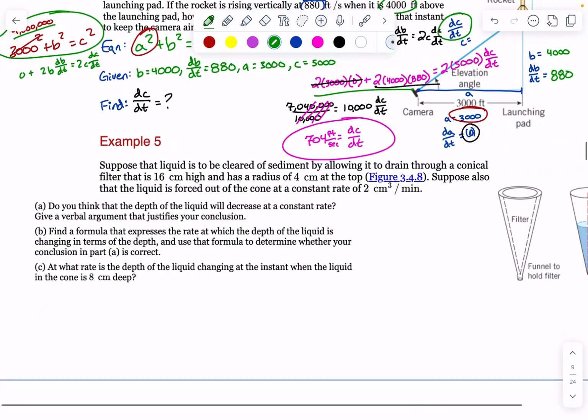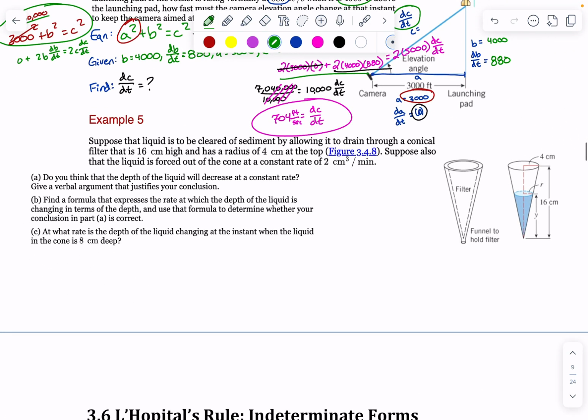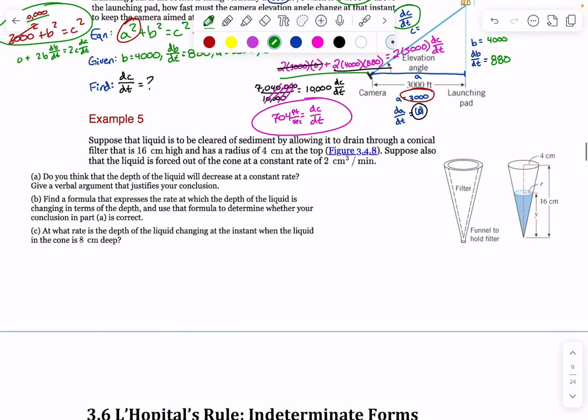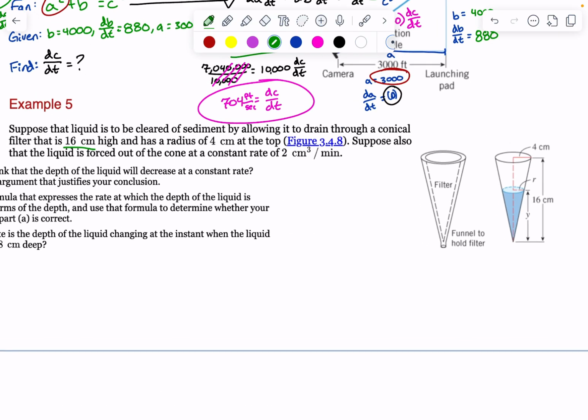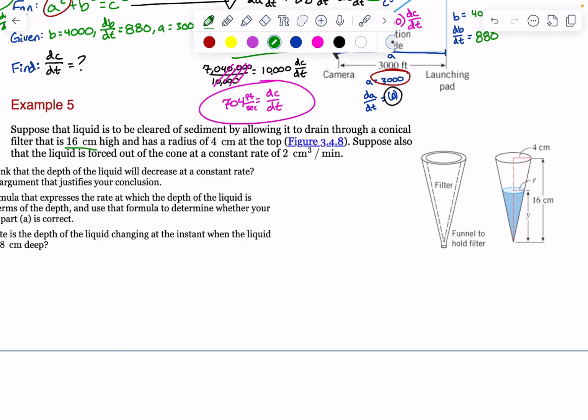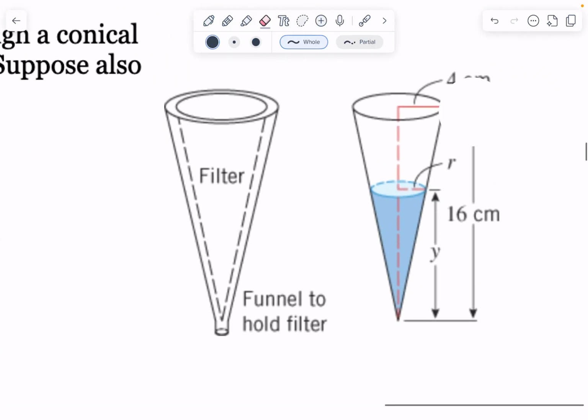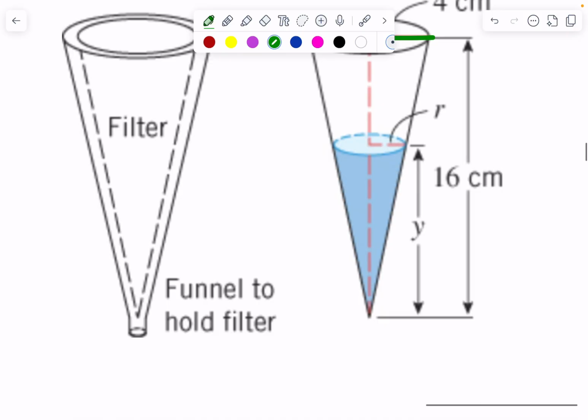Example 5. Suppose that we've got liquid in this container. Liquid is to be cleared of sediment by allowing it to drain through a conical filter that is 16 centimeters high and has a radius of 4 centimeters at the top. Those are the things that we've got going on there. Now, as it goes down, the radius is going to change. The radius will get smaller. The height will get smaller.